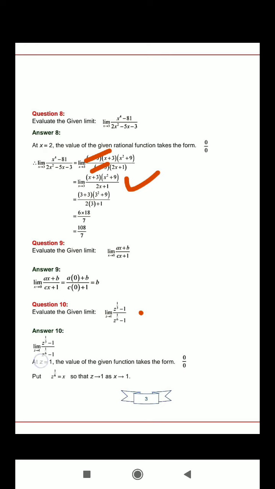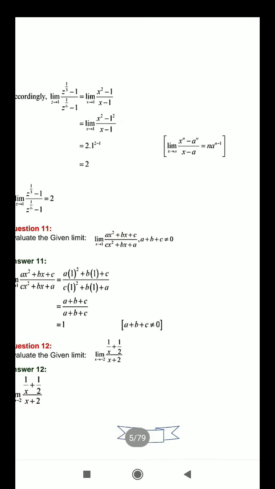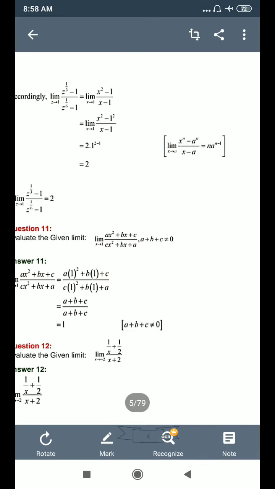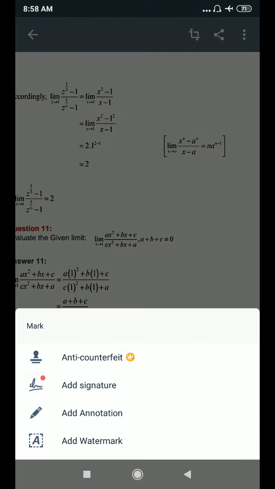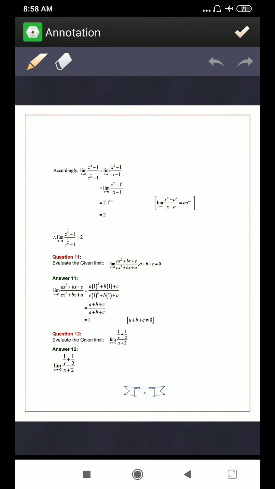As limit z tends to 1 is given, I will convert this whole question in terms of x now. I have replaced z raised to power 1 by 6 as x. As z is 1, x will also be 1. So your new limit will be x tends to 1. Now the question is reduced: as I have taken z raised to power 1 by 6 as x, z raised to power 1 by 3 will be x square. So it is (x square minus 1) upon (x minus 1). You can factorize it or you can apply the theorem.